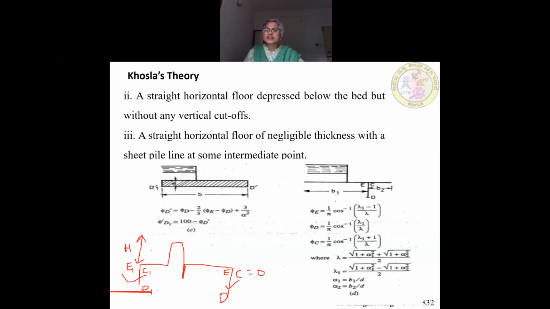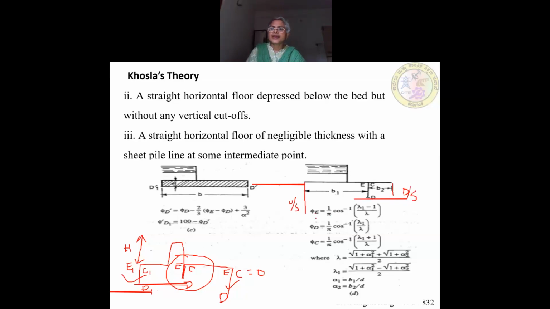So this is the intermediate pile. Again the same convention we are following for naming the key points, that is C, E and D. It is taken separately because the complex problem is divided into simple problems. B1 is the distance of the first sheet pile. B2 is the distance of the second sheet pile, that is the downstream sheet pile. This is the upstream sheet pile, and this is the downstream sheet pile.